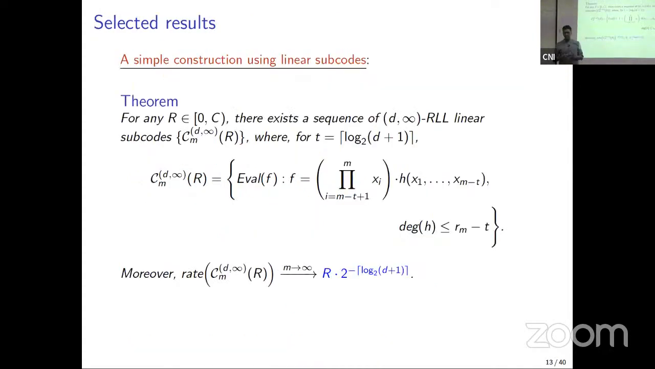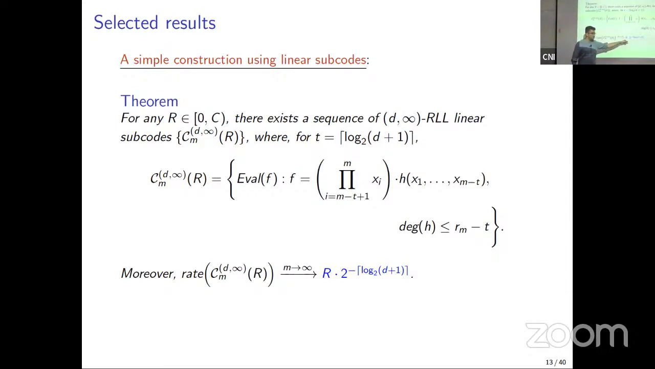So what do our results look like? I'm just going to flash some of our results at you, and we'll see what we can say about more general constraints. Firstly, we can identify linear constraint codes, which are subcodes of Reed-Muller codes, and the rate of these is R times 2 to the minus log d plus 1. So again, we start with a Reed-Muller code of rate capital R, and we are able to identify linear subcodes of this Reed-Muller code. Emphasis on the word linear.